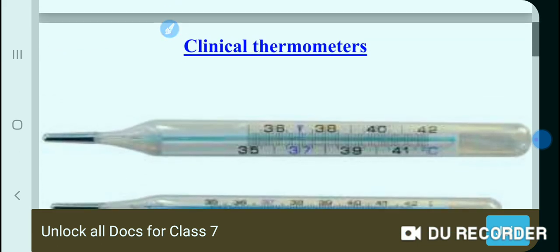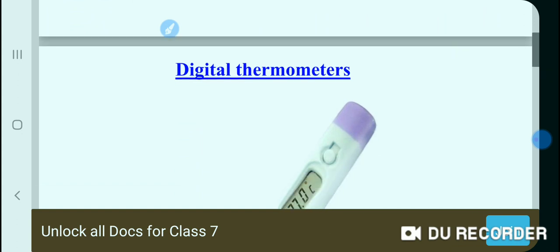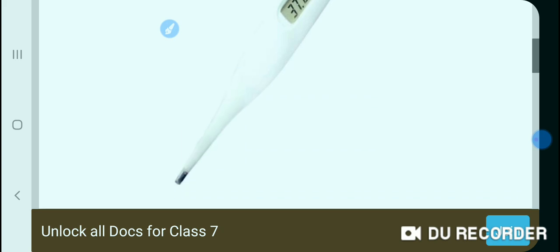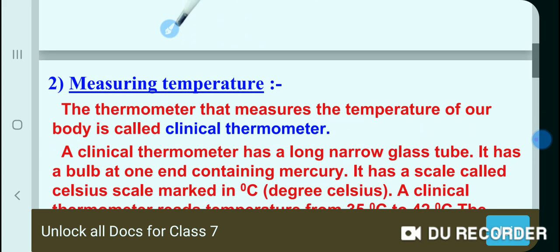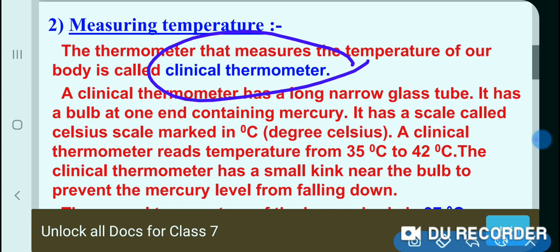Here we learn about different types of thermometers. First is the clinical thermometer. With this thermometer, you measure your body temperature. When you have fever, you measure your body temperature with the help of a clinical thermometer. So here we are going to learn about measuring temperature, that is, how we measure our body temperature or the temperature of any object. The thermometer that measures the temperature of our body is called a clinical thermometer.